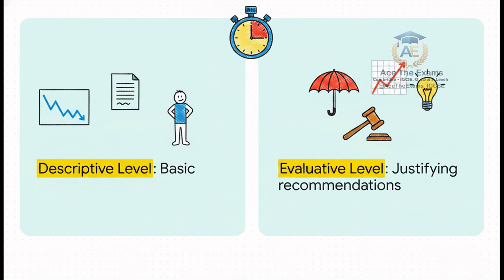You have 30 seconds to write a perfect Peel paragraph. A descriptive B-grade student writes, "Network A has 50 megabits per second, Network B has 100, so Network B is faster." That gets you minimal marks. You must leap to evaluating.